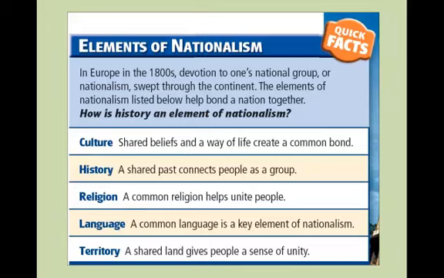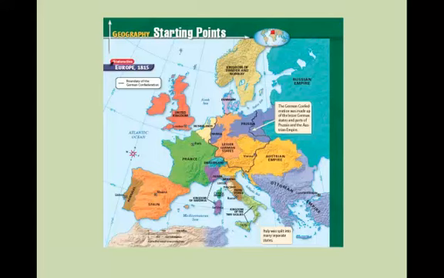So here, Germany and Italy will form as nation states. Nation states. So here is Germany, and here is Italy. These are going to be our starting points. And it's Europe in 1815. So 1815 is a crucial year. Remember what happened in 1815?